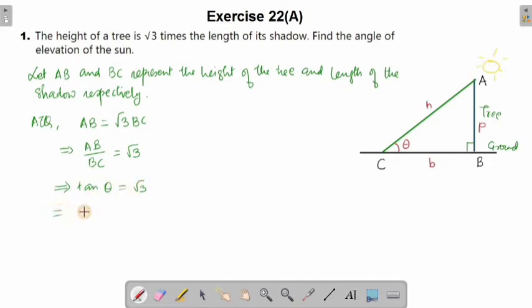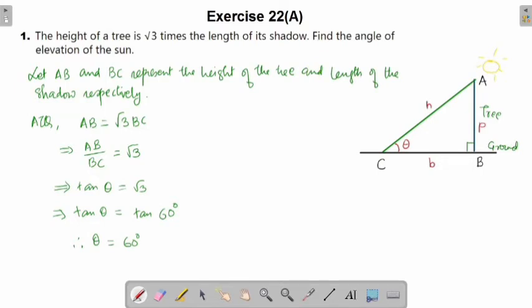Now from the trigonometric table, all of you know that root 3 is nothing but tan 60 degrees, isn't it? It is tan 60 degree. So therefore what is theta? If you see here, tan theta is equal to tan 60 degree. So if you compare both sides, you find that the value of theta will be exactly 60 degree. So this will be my answer for this particular question.